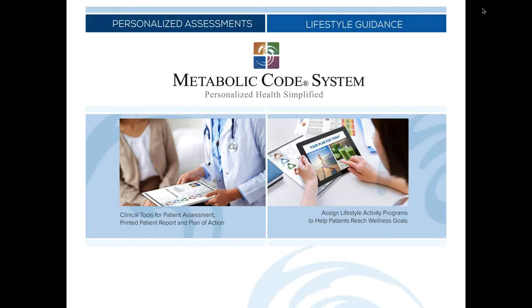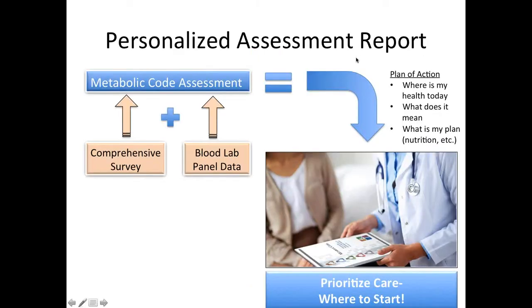There are two components to the system itself. There is an assessment tool which gathers information and personalizes a wellness plan based on strategic supplementation. And then there's the lifestyle guidance portal. John will talk in detail about the lifestyle guidance portal. That includes nutrition and exercise and the ability to track and manage patients in between office visits. Next slide. So when we look at the first component of the metabolic code environment, it is an assessment report.